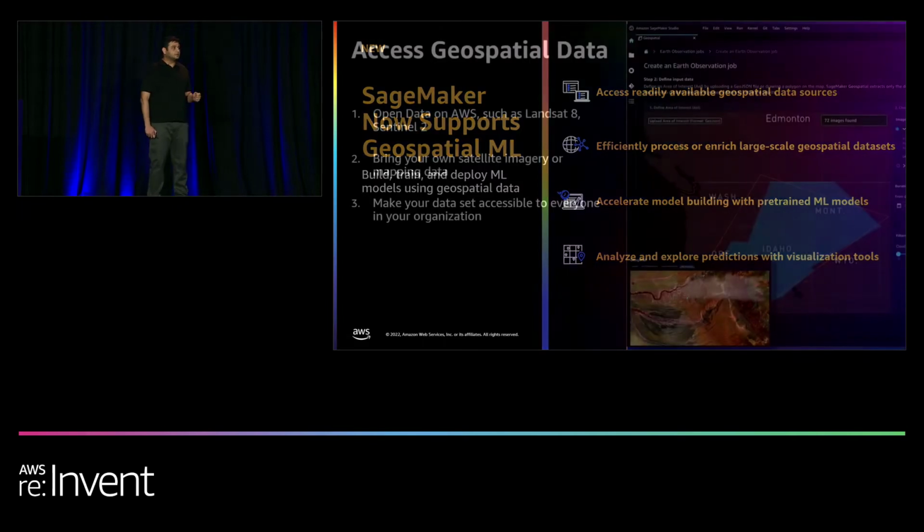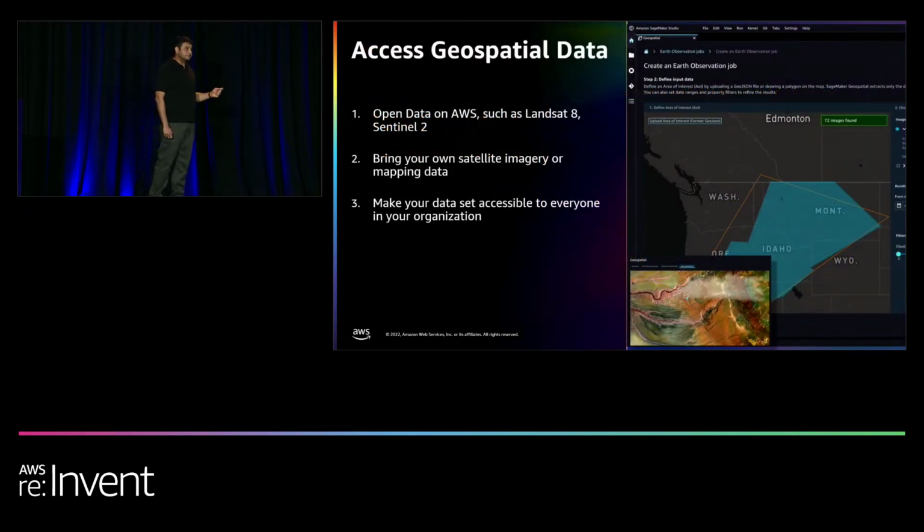Let's dive into the key features that make it easy. First, we talked about how data scientists and machine learning engineers have to build out integrations with open data sets. SageMaker now comes with pre-built integrations to access open data. We have pre-built integrations for most commonly used data sets, like Sentinel-2 and Landsat 8. They are already hosted on Open Data on AWS, and now with just one API call, you can access this data. You can filter the data.